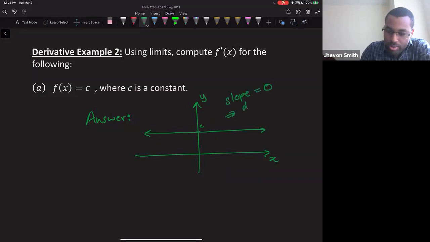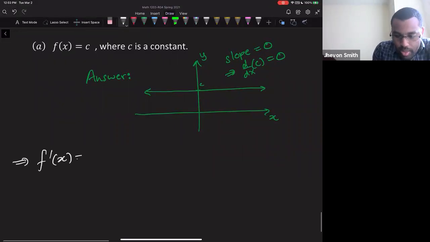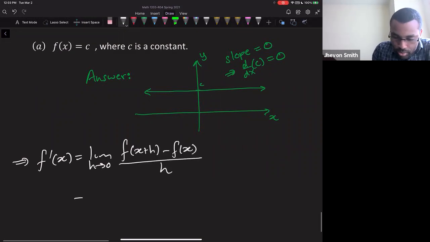This means the derivative of the function c should be 0. We should know that's the answer, because it's slope. That's what the derivative is. Okay. So now let's see if going through our definition actually gets us that answer. So here we have f prime of x is equal to the limit as h approaches 0 of f of x plus h minus f of x all over h.